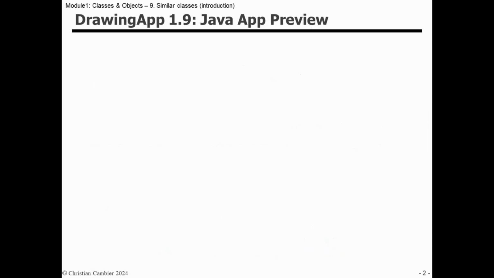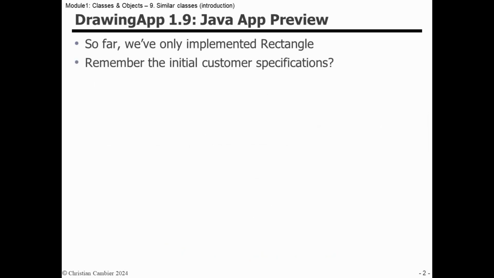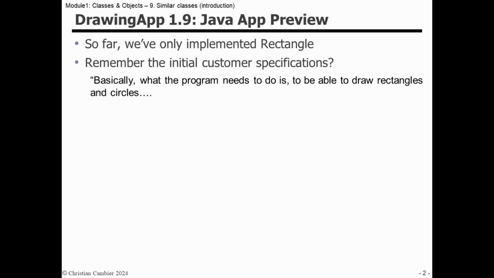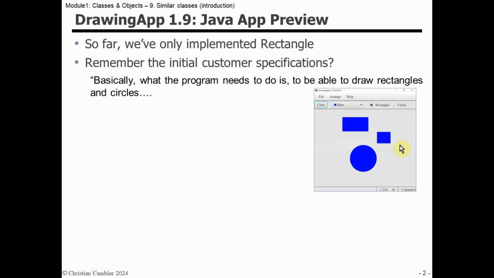So what should version 9 be able to do? So far we've only implemented Rectangle. And what did the initial customer specifications say? Basically, what the program needs to do is to be able to draw rectangles and circles. In the introduction videos I gave a demo about DrawingApp in which I was drawing some rectangles and circles.